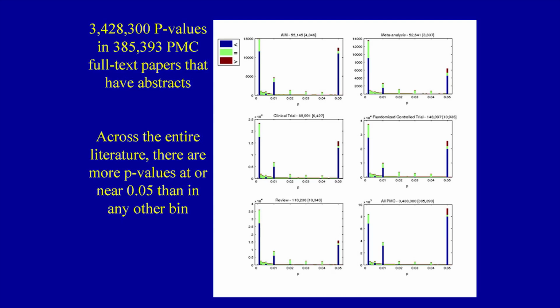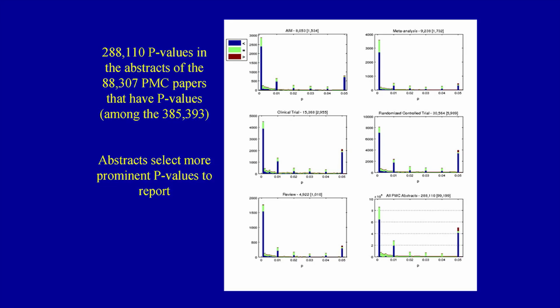This is looking at the distribution of the p-values in close to 400,000 full-text articles that have abstracts. There's different panels here, and they pertain to different types of studies and different types of journals. You can focus on the one that is at the bottom right, which is the entire PubMed Central, and you will see that then the number of p-values at or near 0.05 is larger than any other bin.